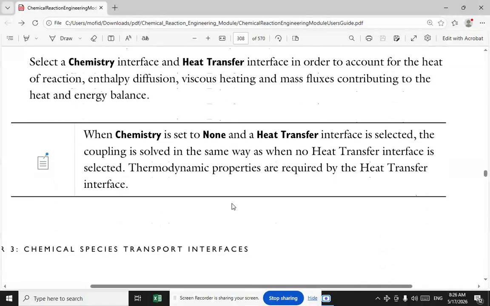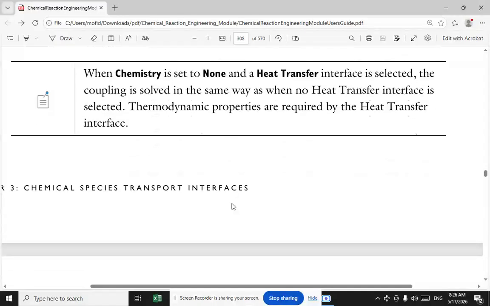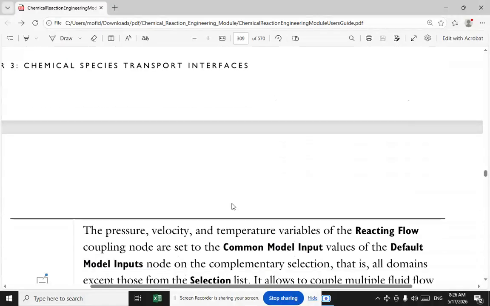Select the chemistry interface and heat transfer interface in order to account for the heat of reaction, enthalpy, diffusion, viscous heating, and mass fluxes contributing to the heat and energy balance. When the chemistry is set to none and the heat transfer interface is selected, the coupling is solved in the same way as when no heat transfer is selected. Thermodynamic properties are required by the heat transfer interface.